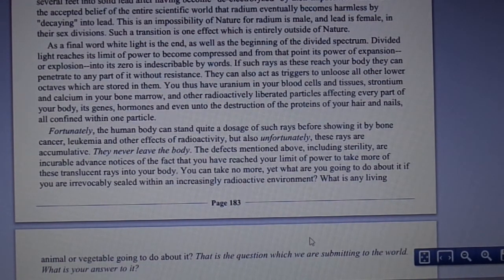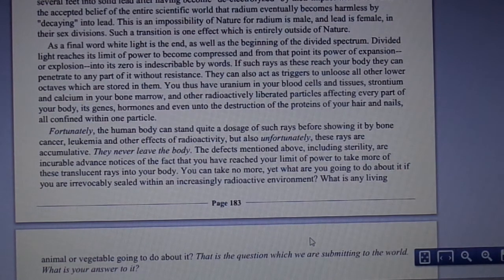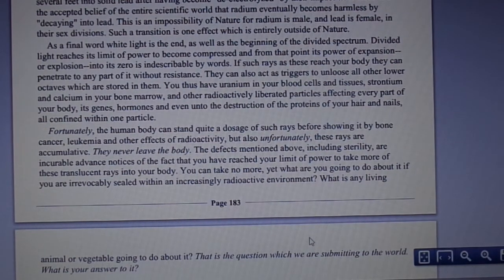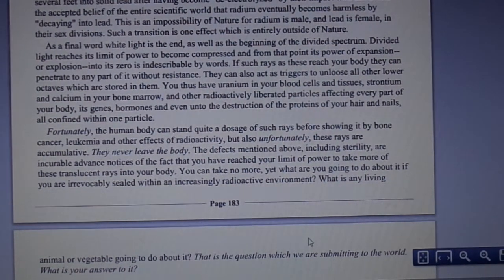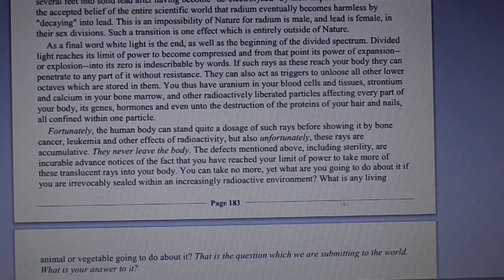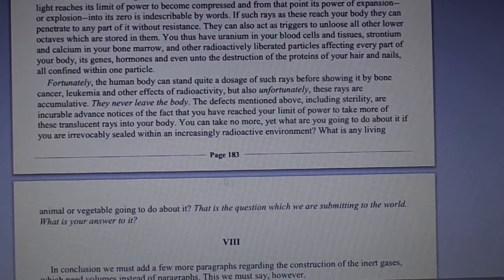The defects mentioned above, including sterility, are incurable advance notices of the fact that you have reached your limit of power to take more of these translucent rays into your body. You can take no more, yet what are you going to do about it, if you are irrevocably sealed within? You can take no more.